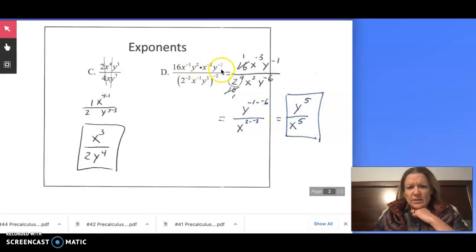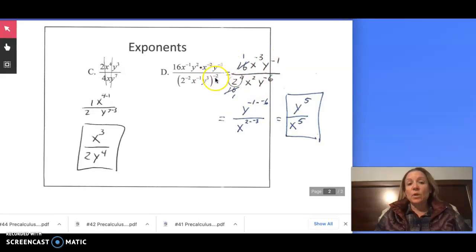And example D, 16x to the negative first, y to the second, times x to the negative second, y to the negative third, over 2 to the negative second, x to the negative first, y to the third, all to the power of negative 2. Okay, so let's see if we can simplify any here. We've got 16, and we've got an x to the negative first and an x to the negative second. Combine those two to get negative 3. A y to the second and a y to the negative third. Combine those to get negative 1.